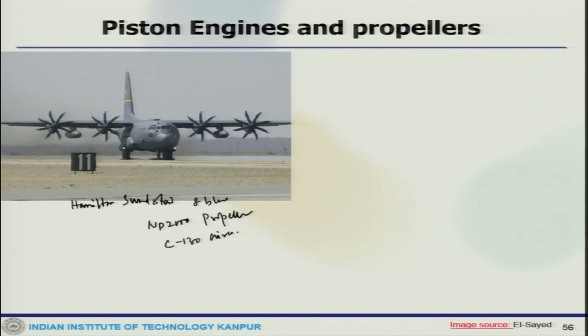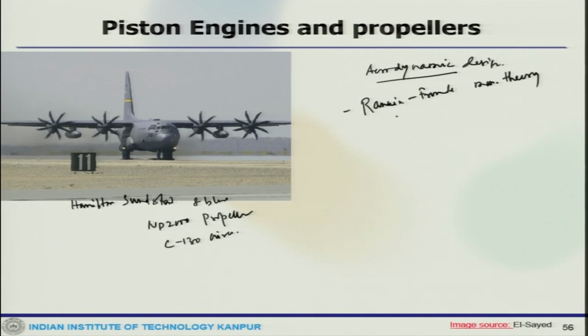Now, one important factor is the aerodynamic design of the propeller, because these are important for how to reduce drag. The way it is done is with the simple Rankine-Froude momentum theory. So, this is what we can use to look at the aerodynamic design. Okay.